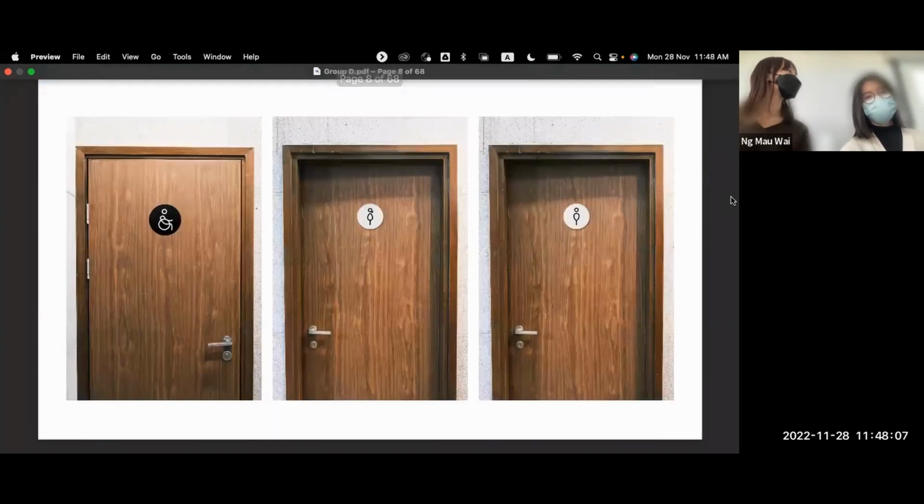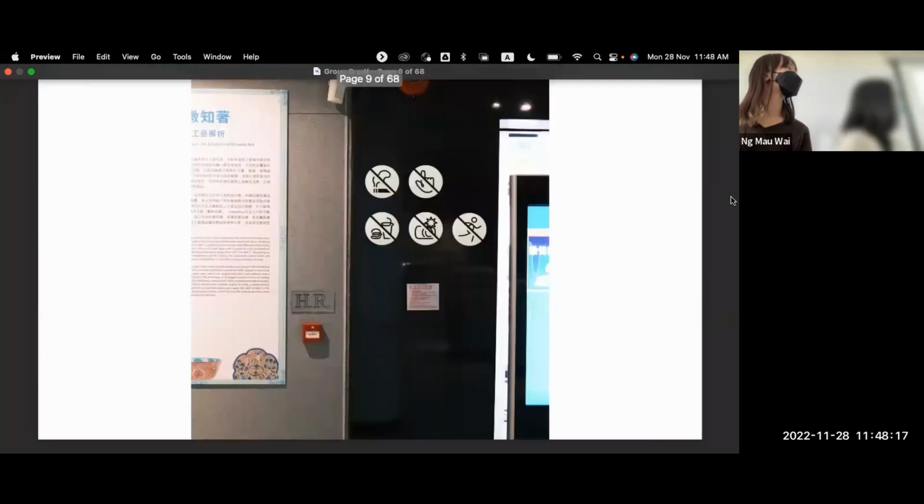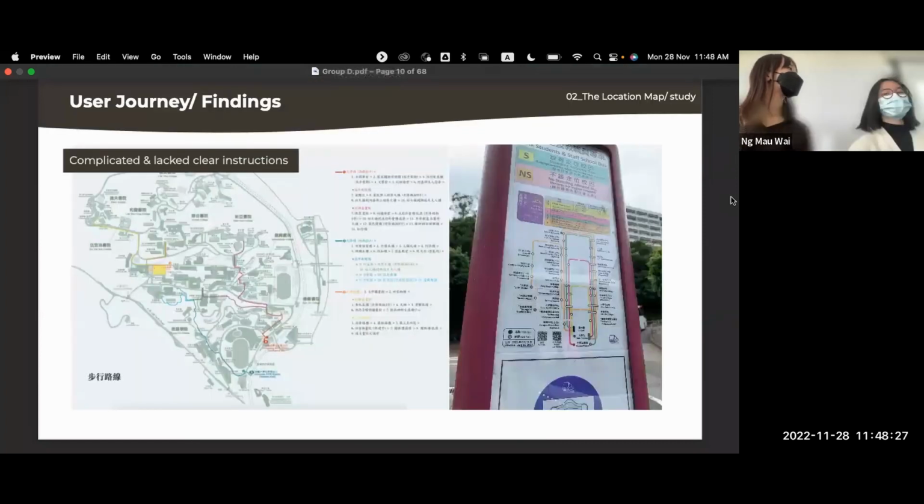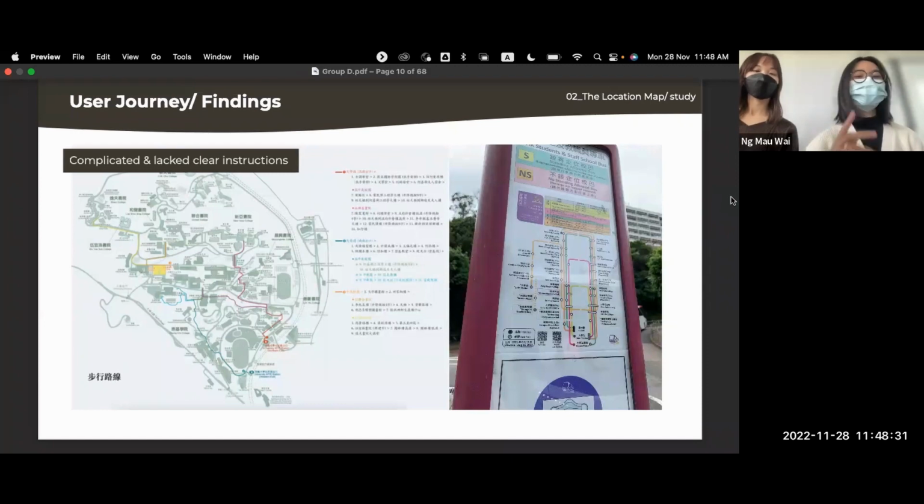So this is a broader overview showing how the logo works for the art museum. And for the pictogram, you can see they have a dark version and a white version, which differentiates accessible colors and male and female colors. The pictograms inside the art museum show the audience our regulations, what we can do inside the museum.